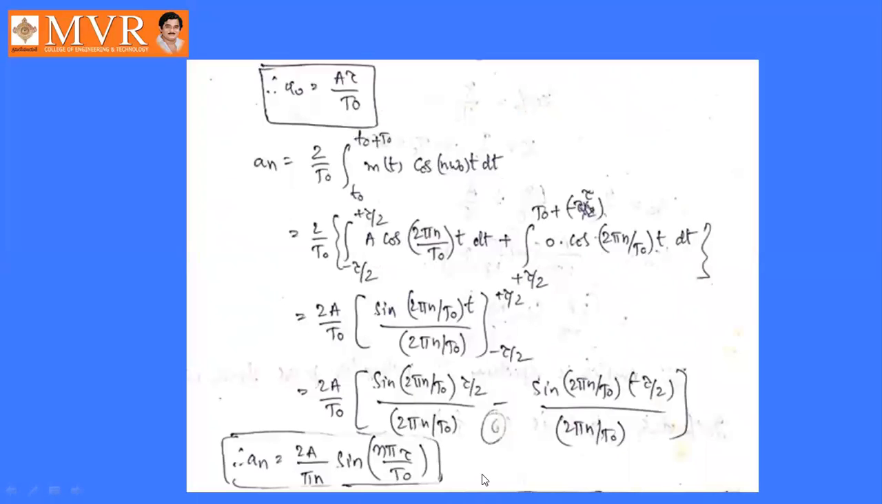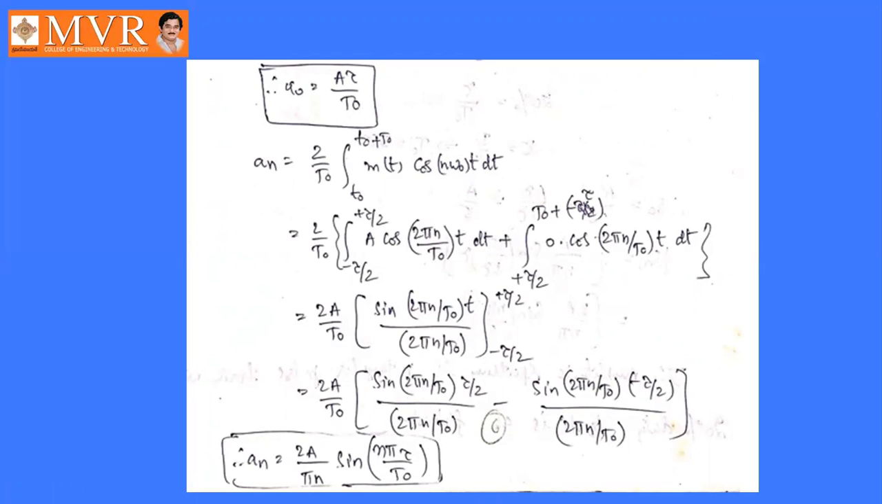So here the limits are minus tau by 2 to plus tau by 2, its value is A, and from plus tau by 2 to T naught plus tau, its value is 0. So we have to consider only this term: 1 by T naught into A. A is constant, so A into the integral of dt, that is A t, with limits minus tau by 2 to plus tau by 2. So A by T naught into tau by 2 minus of minus tau by 2, that is tau. So A tau by T naught, right? So a naught value is A tau by T naught.